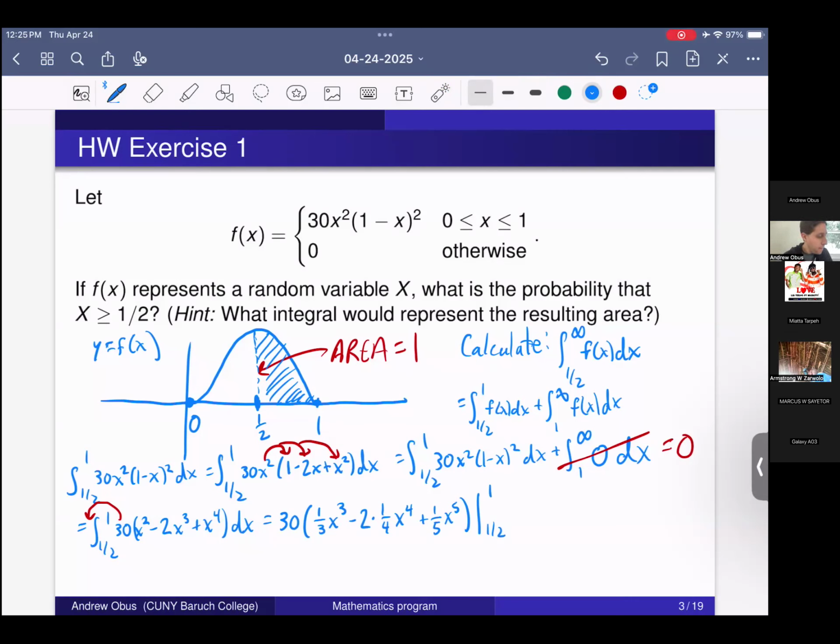Okay. So maybe let me just combine this all together. The 30 times 1/3 is 10x cubed, right? That's the 30 times 1/3. 30 times 2 times 1/4 is minus 15x to the fourth. And then 30 times 1/5 is going to be plus 6x to the fifth, all still evaluated from 1/2 to 1.